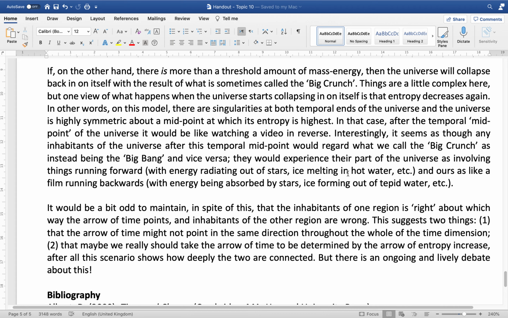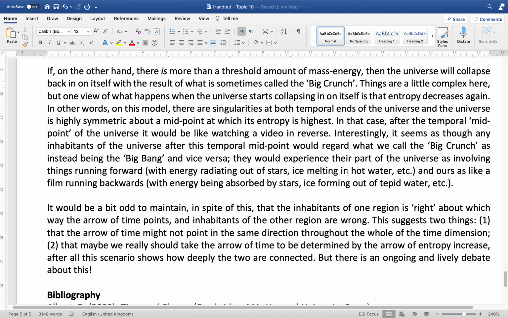And so there you'd have perhaps a universe in which entropy is low at both ends of the temporal dimension, and it's at its highest at some midpoint. So it seems that in this case, after the temporal midpoint of the universe, it would be like watching a video in reverse.